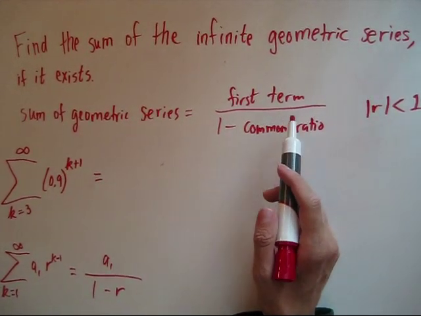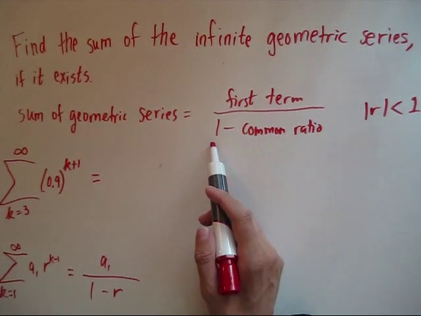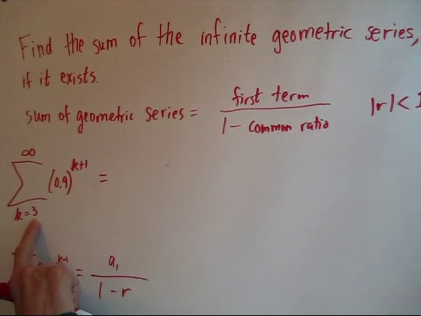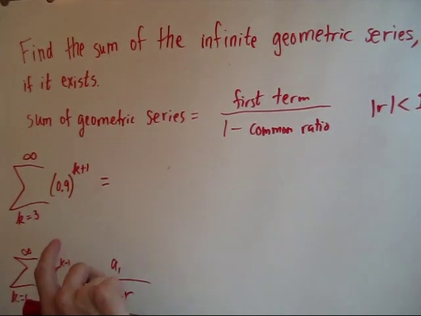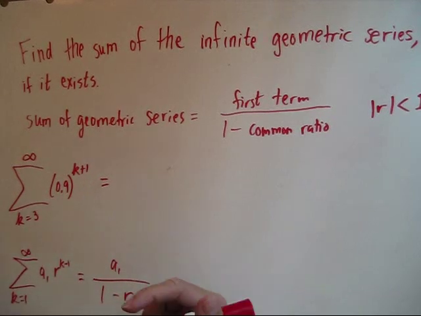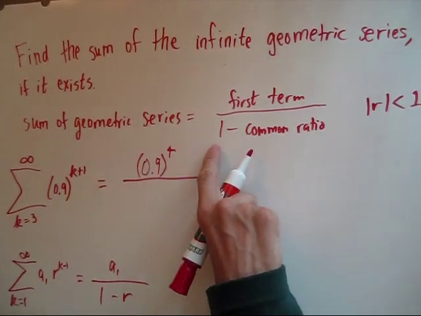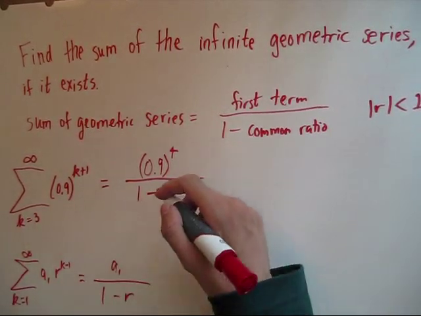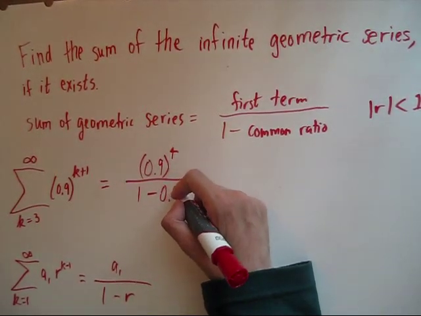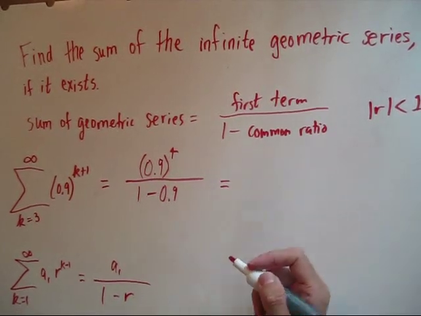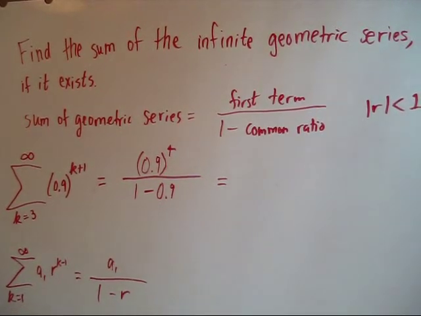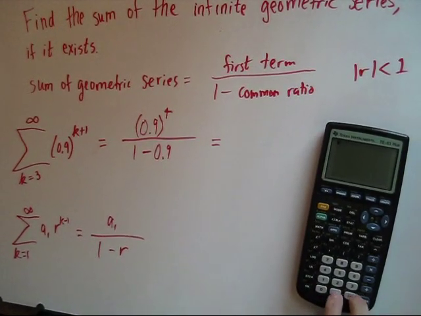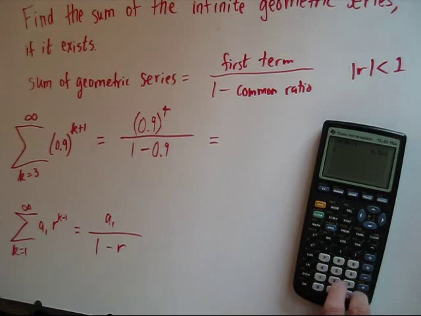A sum of a geometric series is your first term divided by 1 minus the common ratio. Our first term is going to happen when we plug in k equals 3, so that's going to be 0.9 to the 4th power. Now let's divide by 1 minus the common ratio. Common ratio is what's being taken to the power, so 1 minus 0.9. And let's go ahead and use the calculator to figure this out. Although if you're adventurous, you don't have to. And it's 6.561.